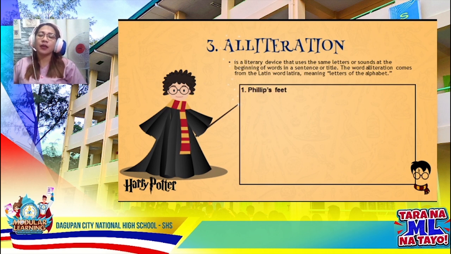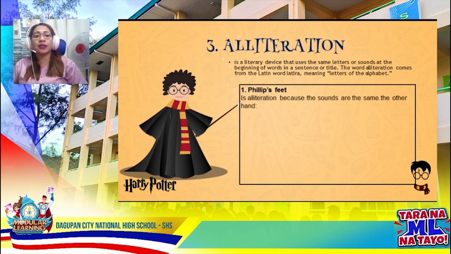We have Philip's feet. Philip's feet is an example of an alliteration because the sounds are the same. Remember our definition: it is a literary device that uses the same letters or sound at the beginning of the word. It could be the letter or the sound. In this case, Philip's feet is an example of alliteration because they sound the same.